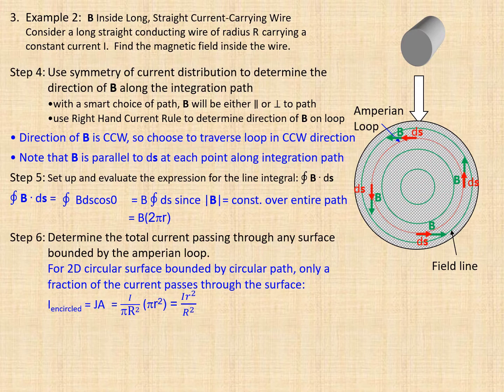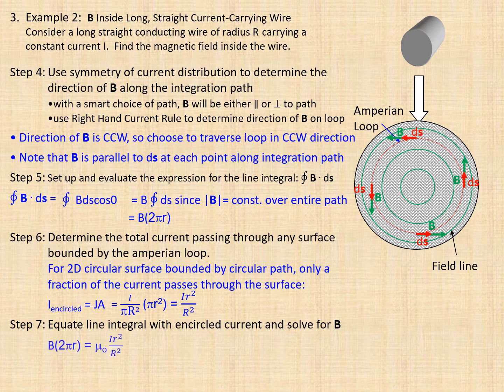But now we're going to multiply by simply the area of the two-dimensional circular surface bounded by the loop, which is pi little r squared. So when we do that, we end up with the expression you see here on the screen. And finally, our last step, we can apply Ampere's law, equate the line integral on the left with the encircled current on the right. And when we do this, we end up with the fact that the magnetic field takes on the following form.